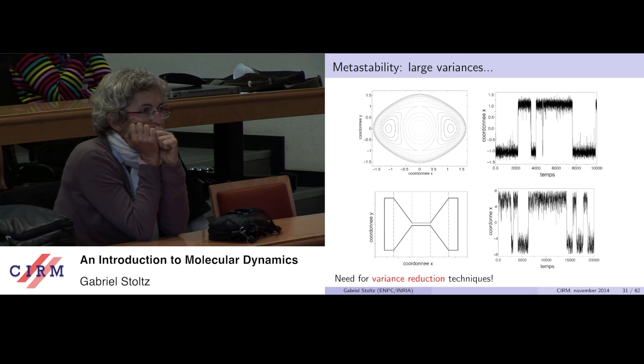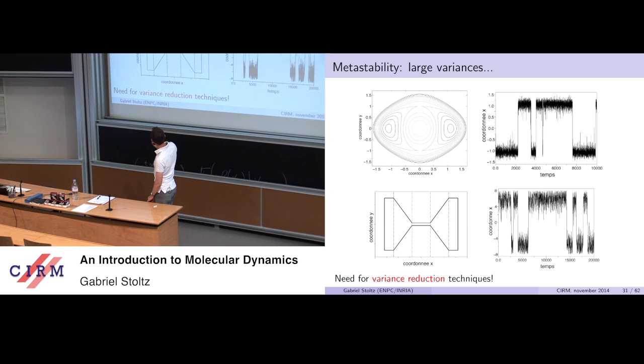Two paradigmatic academic examples are this one. This is a double well potential in 2D. You have one minimum here for the potential energy function, one minimum there, and there are two pathways to go from one side to the other. Either here, or there, and this is a hill.